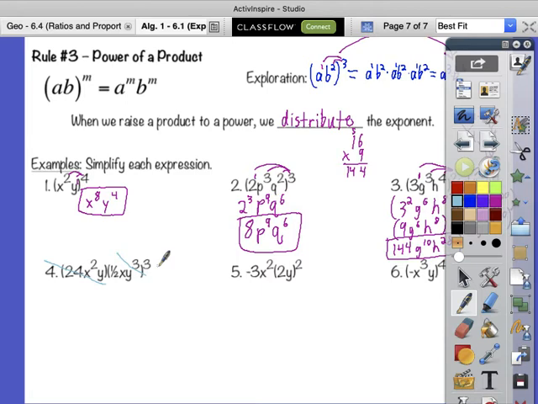Negative 3 times 4. Just negative 3 times, so 12. Negative 3, and then x squared.